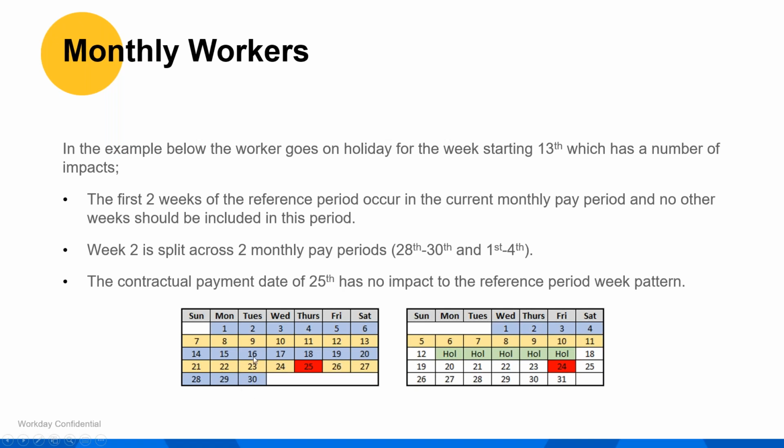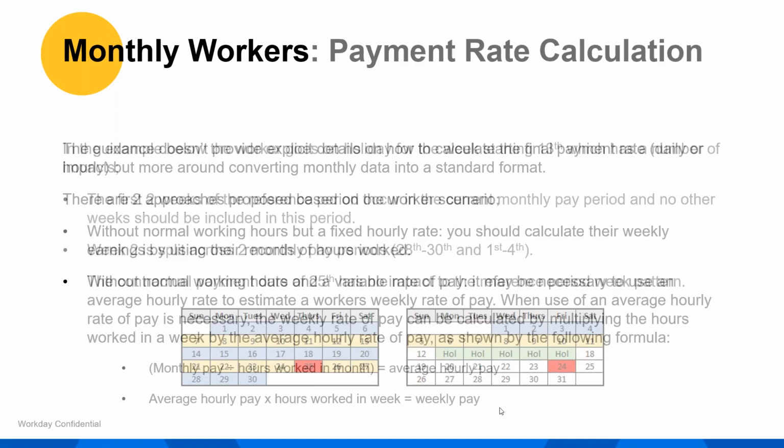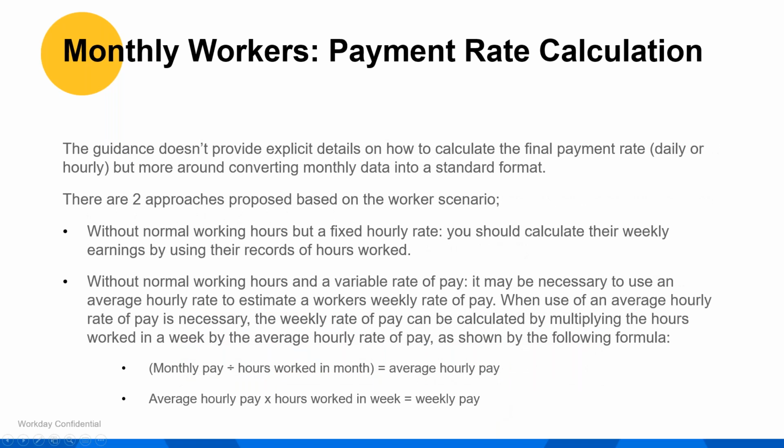So again, this would need to be respected as 1 week. And then also the contractual date, which is the 25th for payment, has no bearing on what's going on here. It simply doesn't matter. So the guidance doesn't provide explicit details on how to calculate the final payment rate, daily or hourly, but more around you converting monthly data into a standard format.